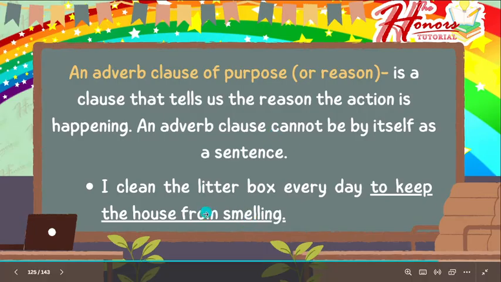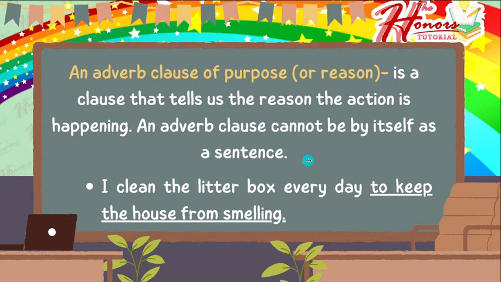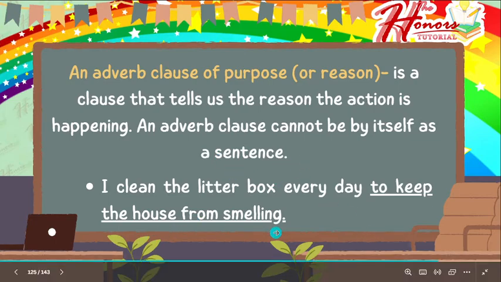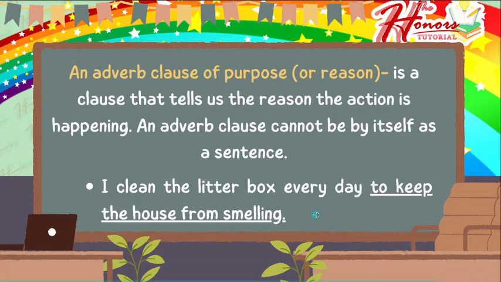Like for example, in the sentence, I clean the litter box every day to keep the house from smelling. So here in the sentence, the adverb of purpose or the adverb of reason is to keep the house from smelling. So in short, it answers the question what purpose or what reason. Do you understand? Okay, can you give me another example of an adverb clause of purpose or reason? Wow, good job! And that is the correct order of adverbs when you are writing sentences.